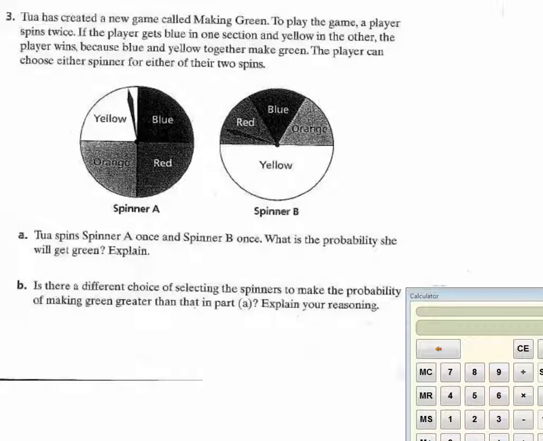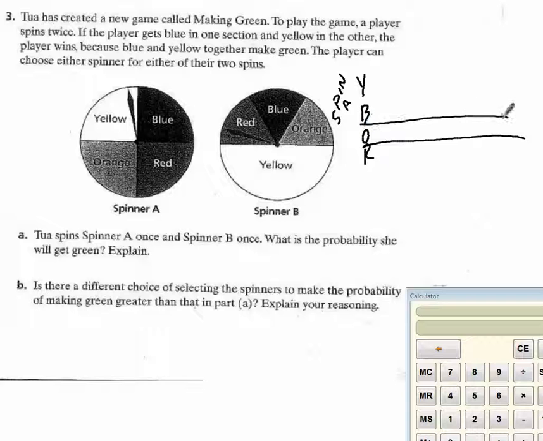And in A, she spins both spinners. So this is spinner A. I have a yellow, a blue, an orange, and a red. I'm making an area model.